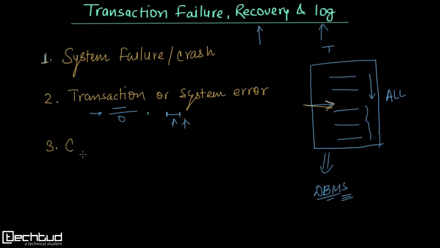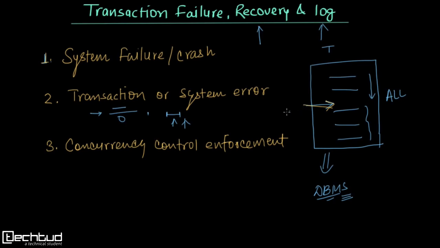The third reason can be concurrency control enforcement. As we have already understood what concurrency control is, basically multiple transactions are happening over a database, and then we need to control the concurrent execution for n number of reasons which we have already studied. Okay, so this concurrency control may sometimes cause the failure of a transaction.